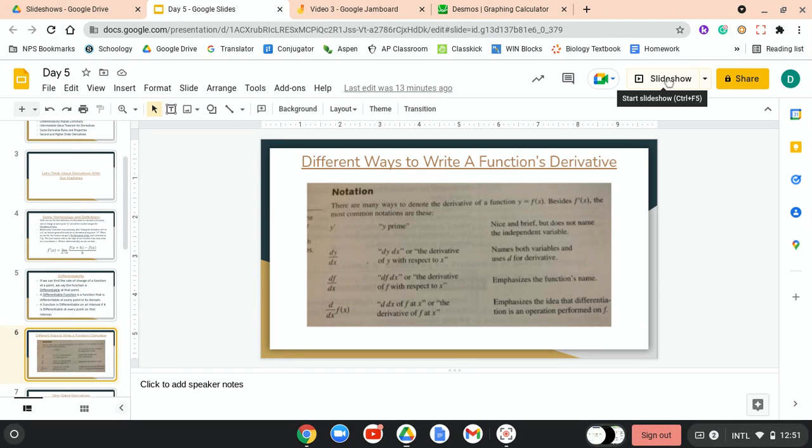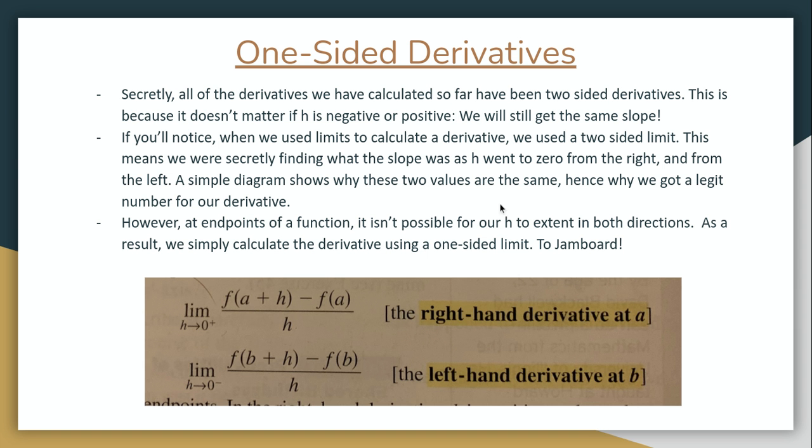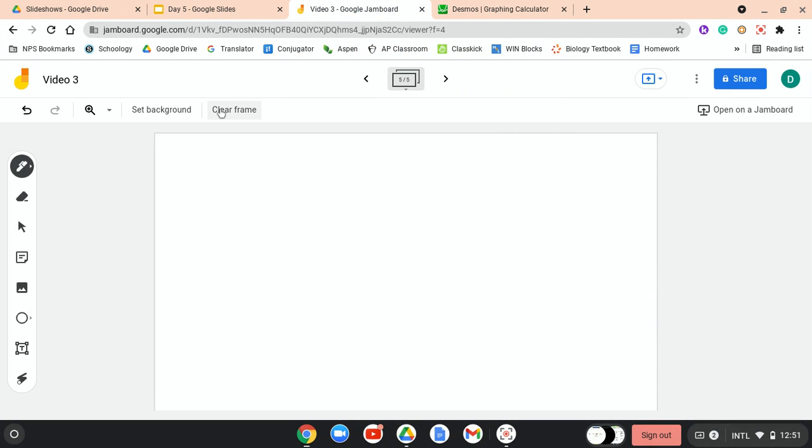All right. So that is that. Here's the textbook if you want to pause and see what the textbook has to say. All right. One-sided derivatives. All right, let's do that.